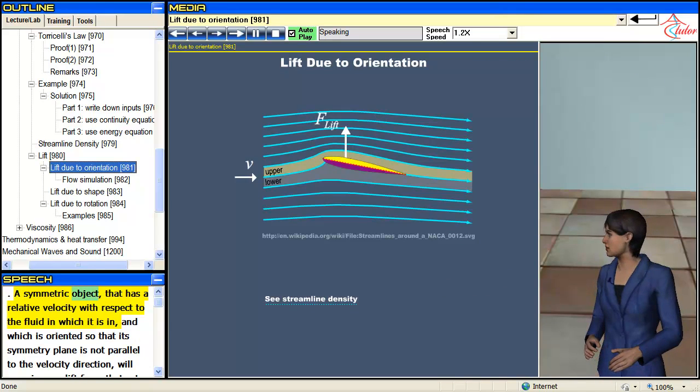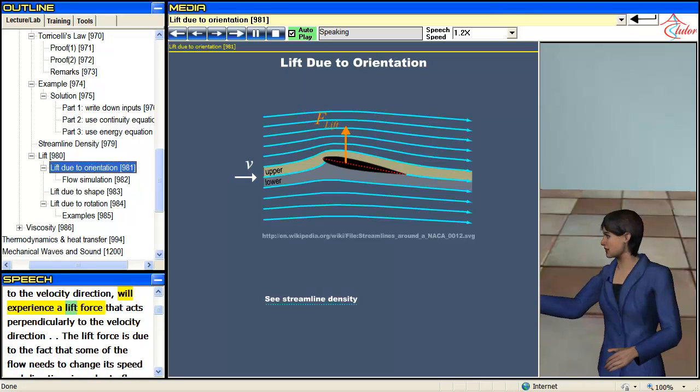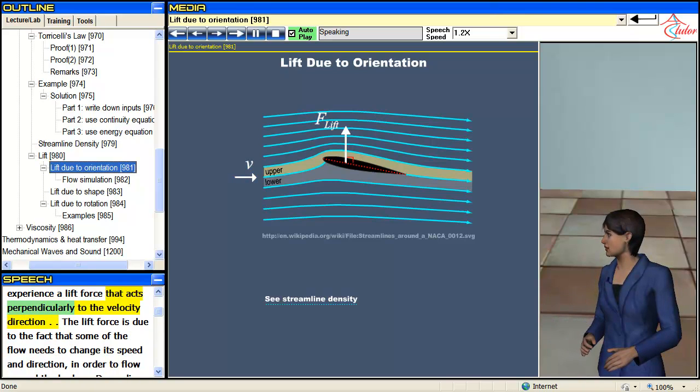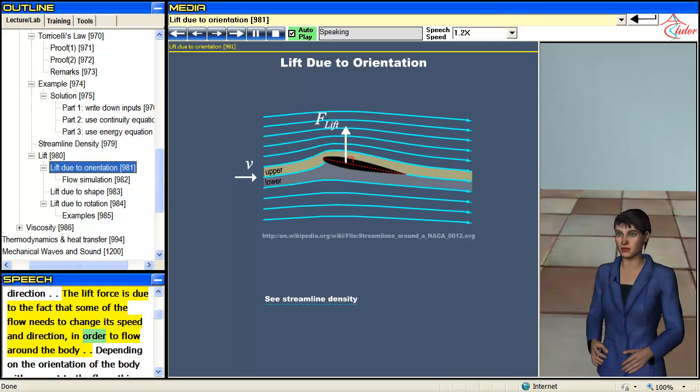A symmetric object that has a relative velocity with respect to the fluid in which it is in, and which is oriented so that its symmetry plane is not parallel to the velocity direction, will experience a lift force that acts perpendicularly to the velocity direction. The lift force is due to the fact that some of the flow needs to change its speed and direction in order to flow around the body.